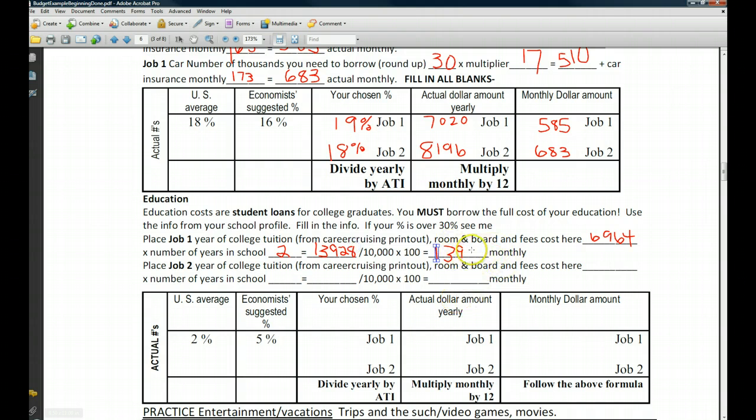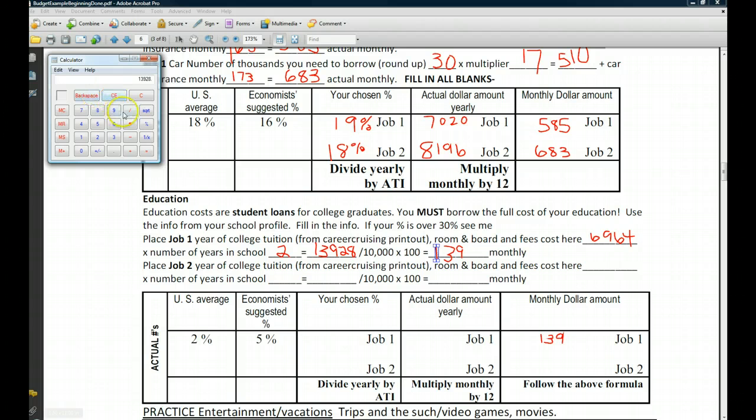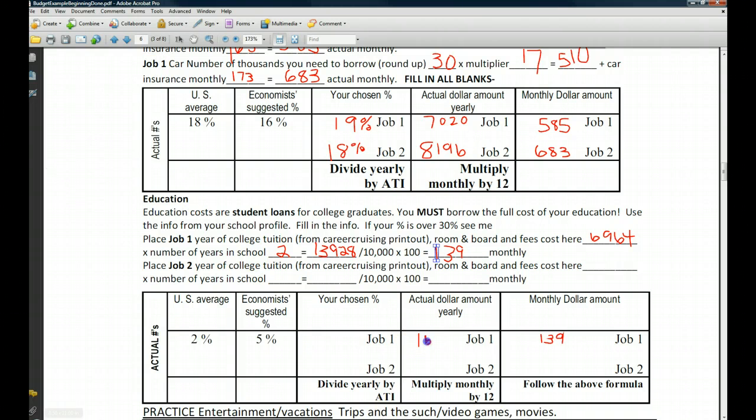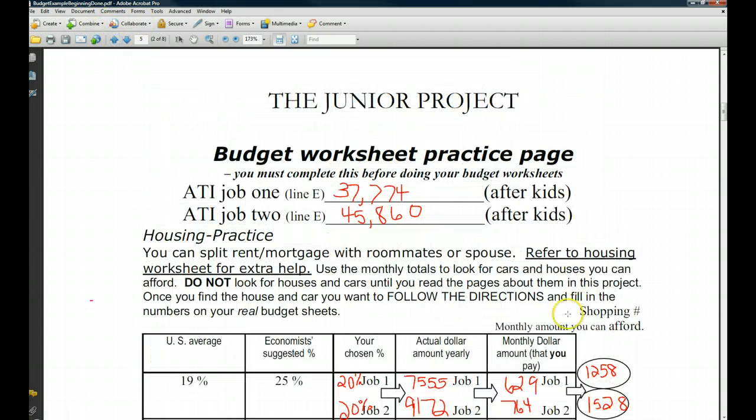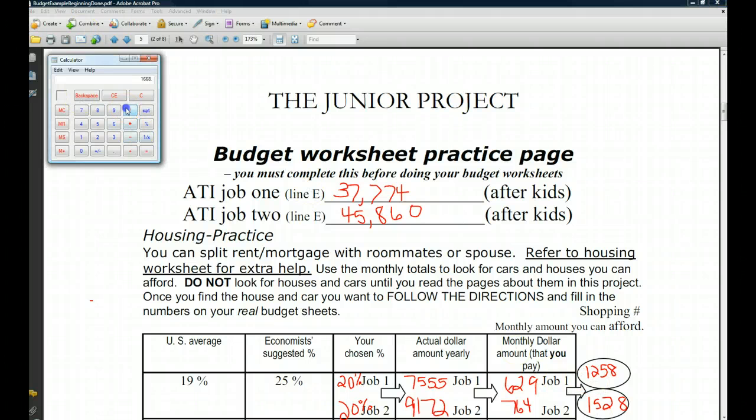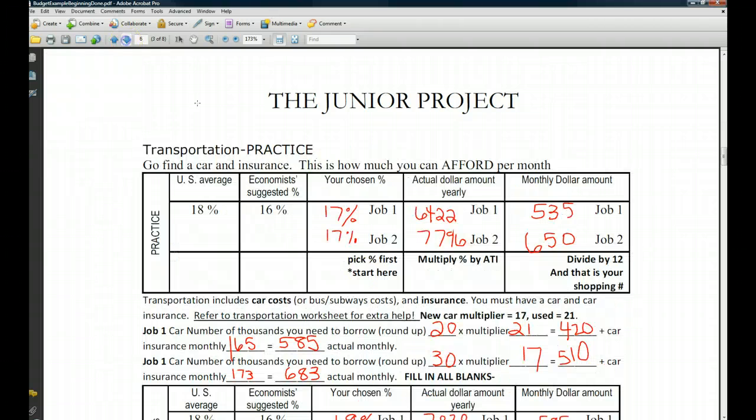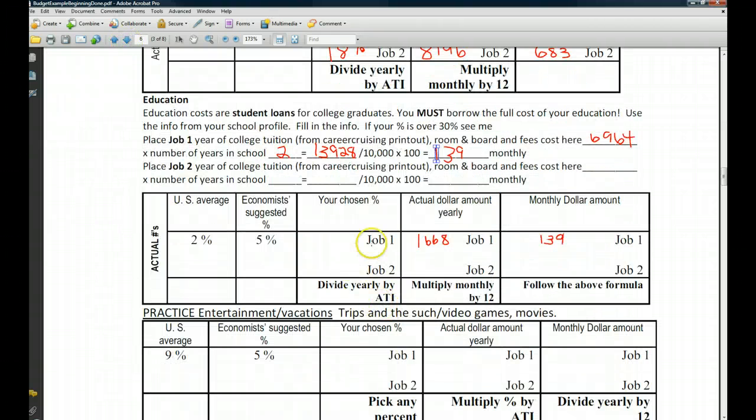Okay, so I take this 139 and I put that here, $139 a month. We're going to do the same thing we've been doing. I'm going to take that 139 and times it by 12, which is 1,668. I'm going to divide by my ATI, 3,774, and it is 4%. Go to the bottom. So it is 4% of my income.